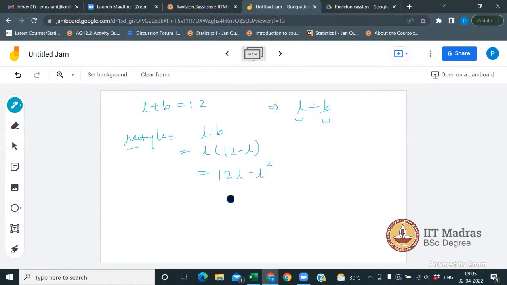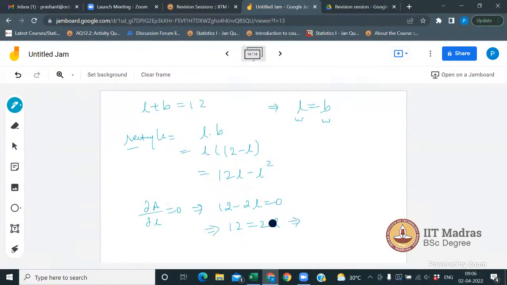And when is this maximum? I have to differentiate this area with respect to L and put it equal to 0, at the line of symmetry. So it will be 12 minus 2L equal to 0. Are you getting this point or not? No, I'm not getting it. Do you know about differentiation? I have done it long ago, but I'm not sure.